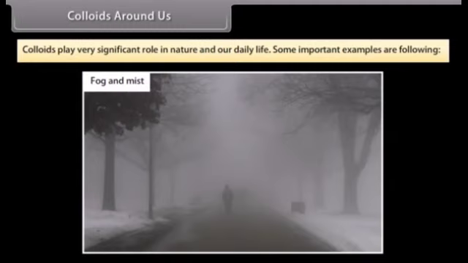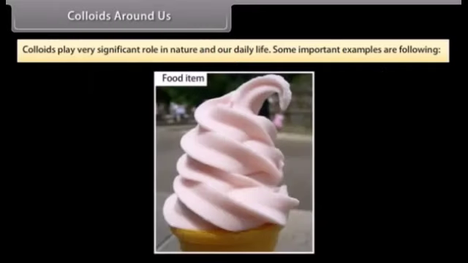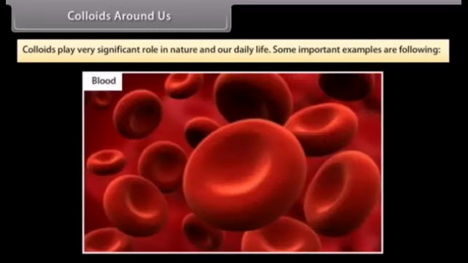When large mass of air containing dust particles cools below its dew point, the moisture present in the air condenses on the dust particles, forming fine droplets. Food items. Most of the food items are colloidal in nature. Blood. It is a colloidal solution of an albuminoid substance.